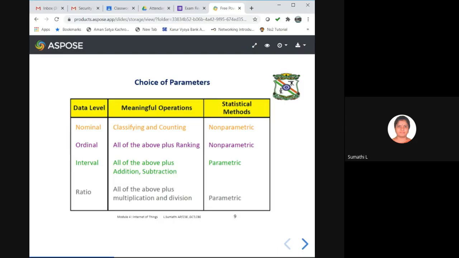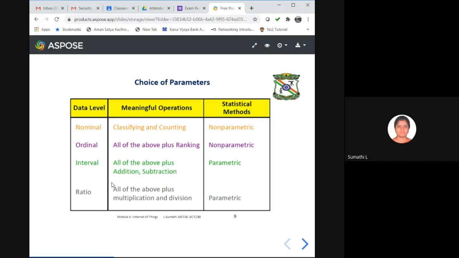That is your non-parametric. Normally, for parametric, you will use your interval and ratio levels of measurement, and for non-parametric, you will use nominal and ordinal. So what are all the operations I can do with this? It means I can classify, right? With nominal, such as gender, you can classify based on gender. And with ordinal, we have seen you can include ranking.